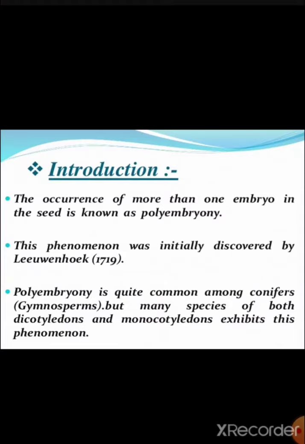First, what is polyembryony? The occurrence of more than one embryo in the seed is known as polyembryony. The phenomenon was initially discovered by Leeuwenhoek. Polyembryony is quite common among conifers and gymnosperms, but many species of both dicots and monocots exhibit the phenomenon.